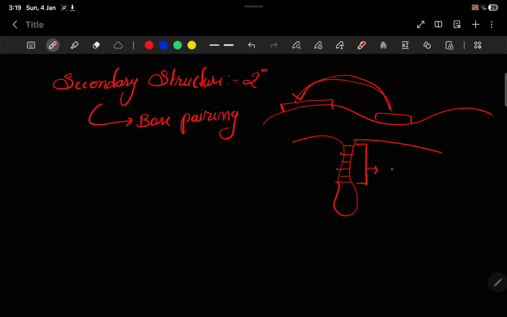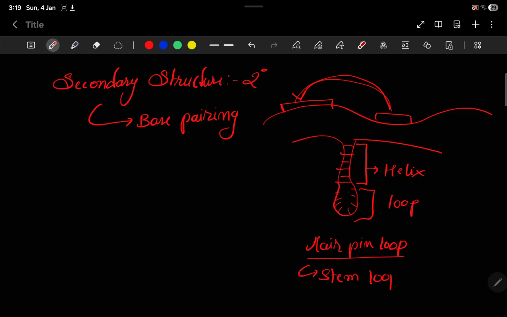This part is called a helix because it is double stranded, while there is also a structure which is not bonded, which is very free. This is called a loop. Because this looks like a hairpin, we also call it a hairpin loop. A hairpin loop can also be called a stem loop because the helix is also called a stem.